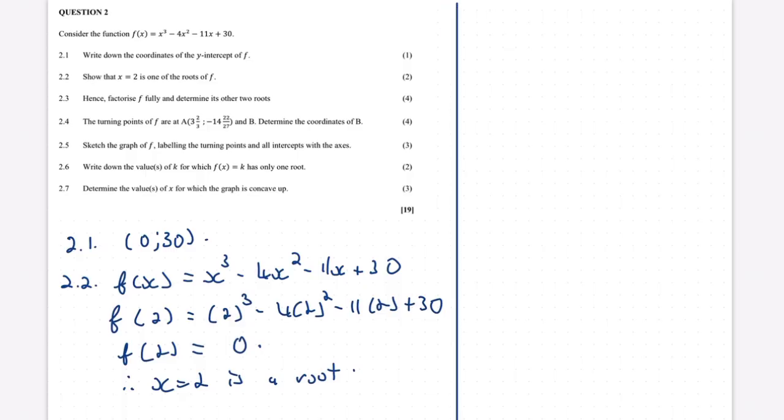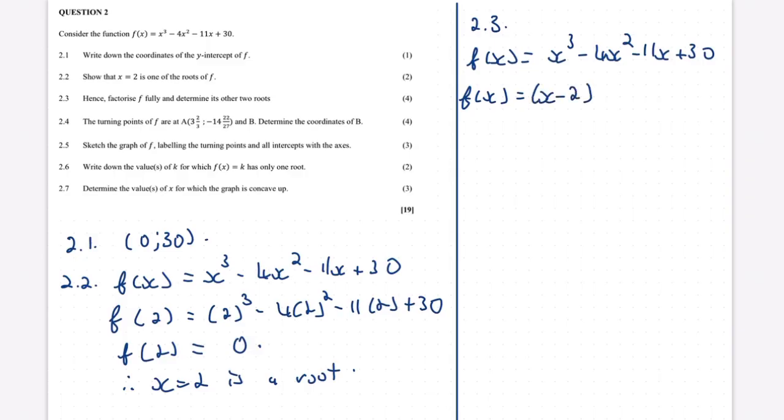All right, let's have a look at 2.3. 2.3 says to us, hence, factorize f fully. So we know that f of x is equal to x cubed minus 4x squared minus 11x plus 30, right? But we now also know that 2 is a root, meaning that x minus 2 is one of the factors. We've looked at how to do this in a video that we've put out on factorizing cubic polynomials. But we're going to open a bigger bracket here, and in here we'll put a trinomial, right? So there's going to be 3 terms here.